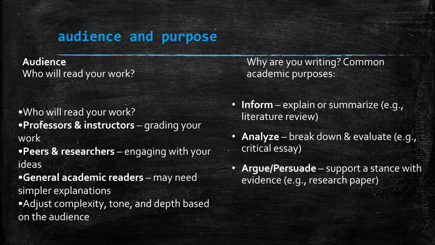And we need to also connect our audience and purpose. Once you identify your audience and purpose, you can shape your writing style accordingly. Tone and formality: academic writing is usually formal, but the level of formality can vary. Depth of explanation: adjust how much background information is needed. Use evidence, provide data, citations, and everything that you feel appropriate for your audience's expertise.